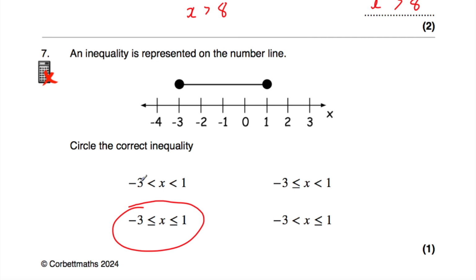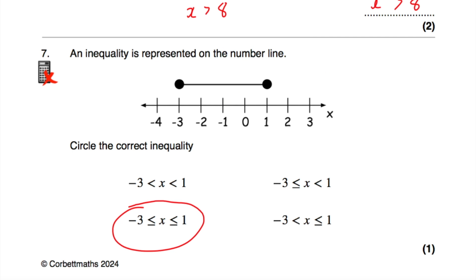It wouldn't be this one because this one would have hollow circles. It wouldn't be this one because the first one would be shaded, but the second one would be hollow. And it wouldn't be this one because the first one would be hollow and the second one would be shaded in. But for this one, both of them would be shaded in.